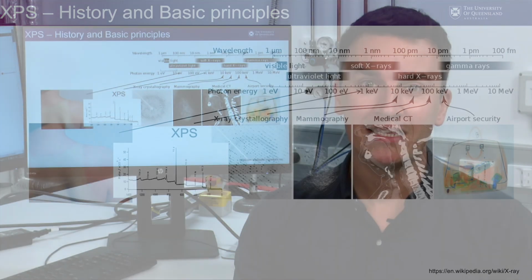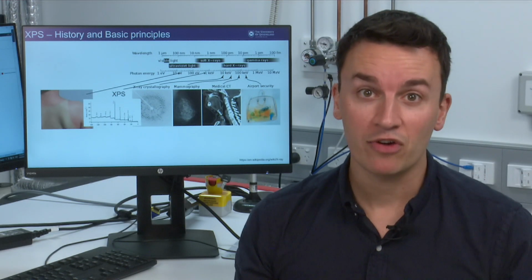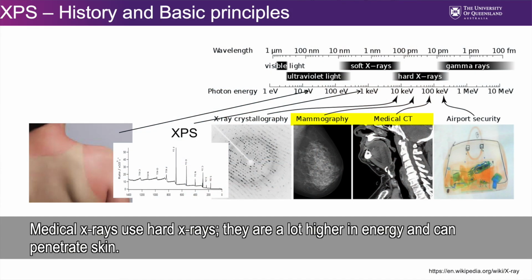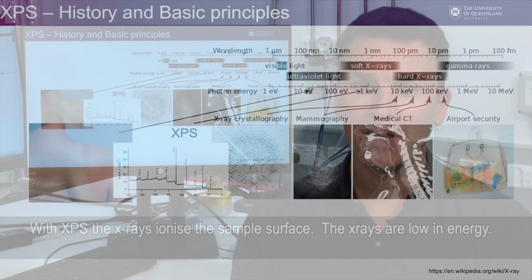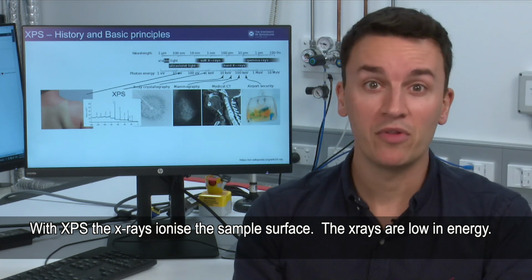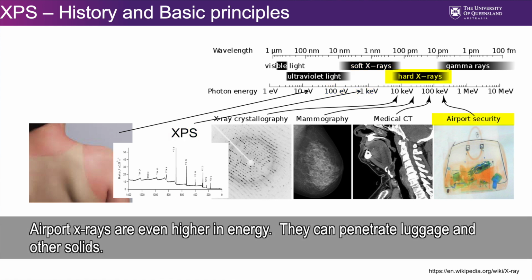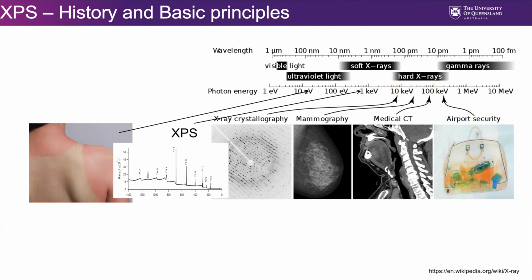And how does that compare to medical X-rays? When we hear the word X-ray, we think automatically of broken bones. When you go to the hospital and have a medical X-ray, these are what we call hard X-rays. These are a lot higher in energy, and that's because the X-ray needs to penetrate the skin. With XPS, the X-rays sit on the surface of the sample that we're looking at. They just ionize the surface. So these are different X-rays, they're a lot lower in energy. And compared to, for example, airport X-rays, these are even higher in energy because the X-rays need to penetrate metals and cases and that sort of thing. So this just gives you the idea of where it sits.